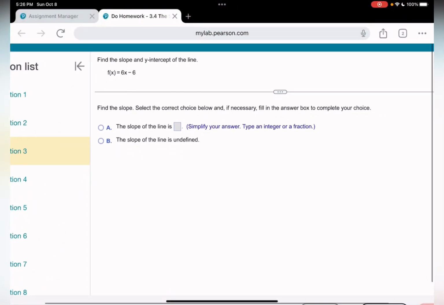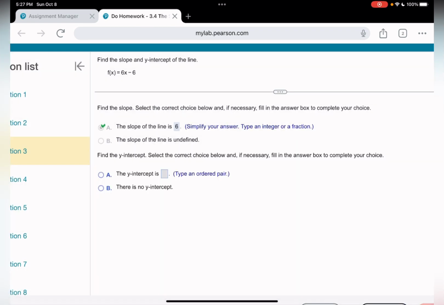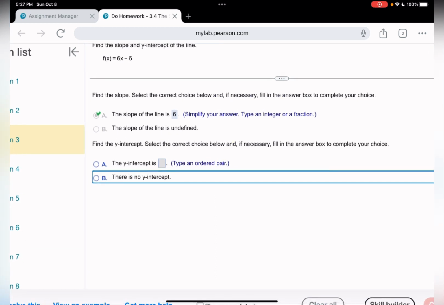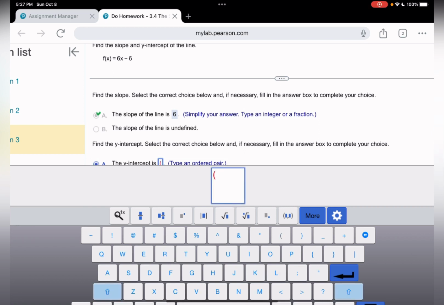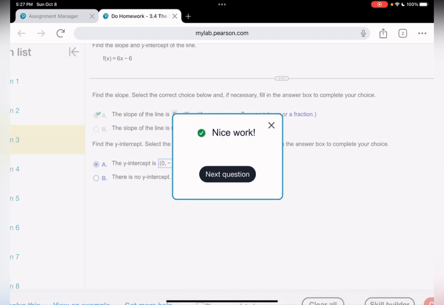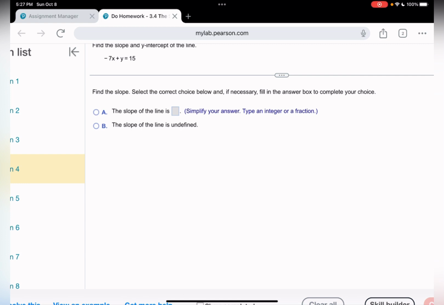So the slope of the line is 6. And the intercept we're going to put in the format of a coordinate. Because it's a y-intercept, it's going to be in second position, right? So (0, -6), closing parenthesis, and we are done. You always have to put the intercept in second position. Negative 6 was in the position of y.